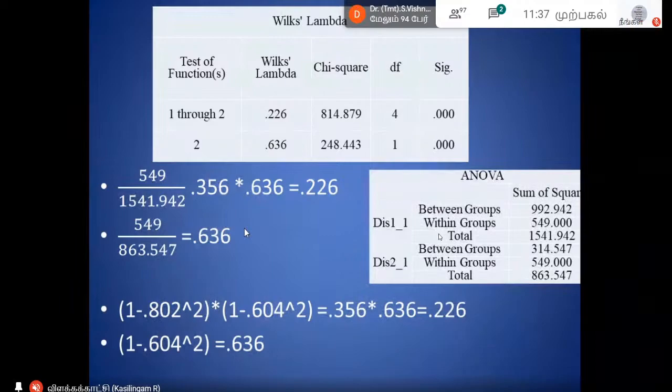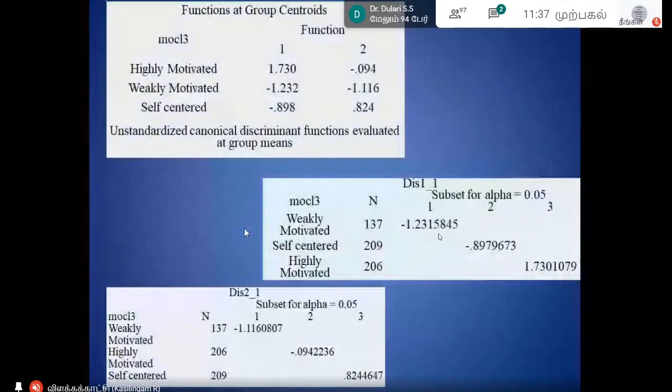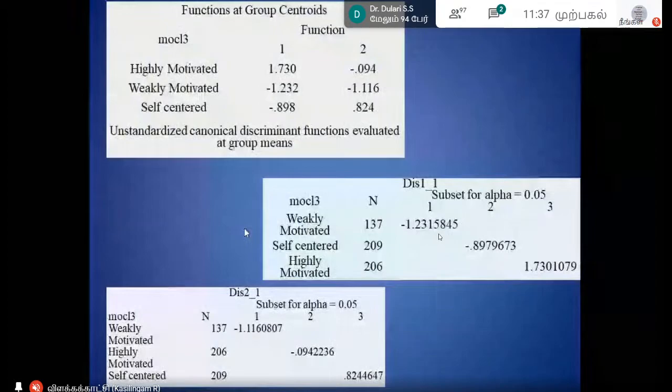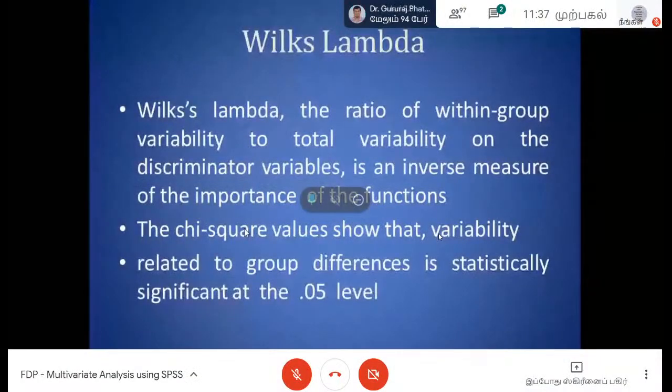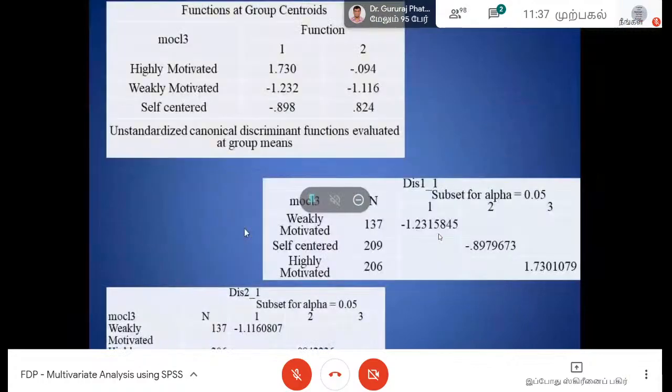Now, if you look at the output, one more output that I also want to explain. This is very, very simple. Group centroid. These are all defaults. So you will get these things: eigenvalue, Wilks lambda, standardized matrix, and the centroid. The structure matrix I will tell later.